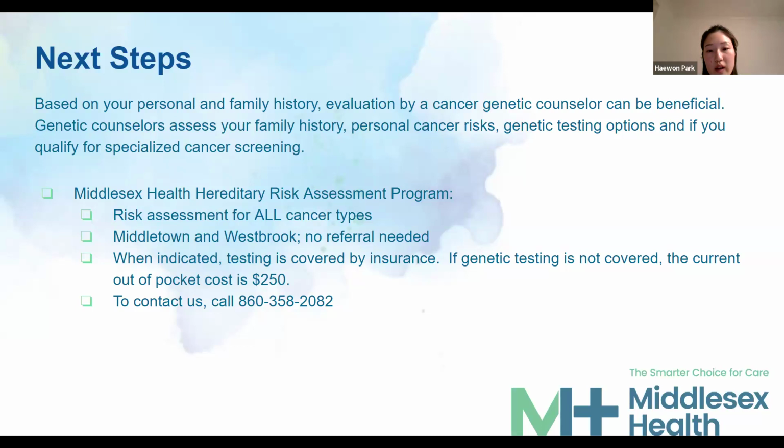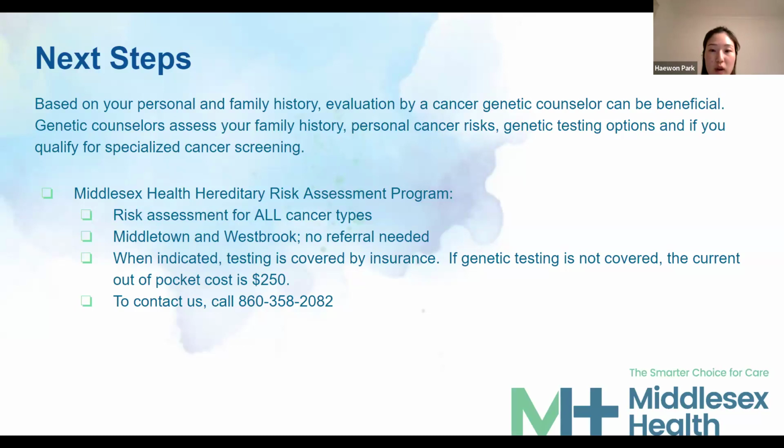And our role as a genetic counselor is to assess your family history, your personal cancer risk, see if genetic testing is appropriate, and to be able to offer you specialized screening based on your personal and family history.